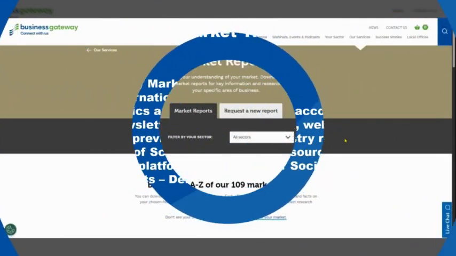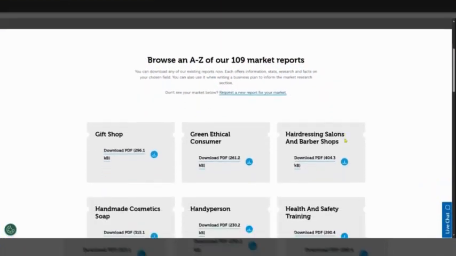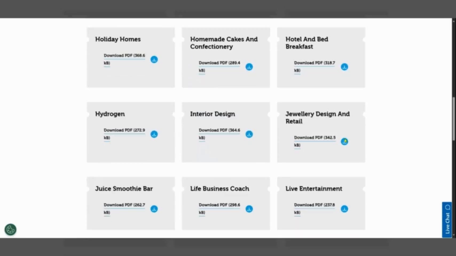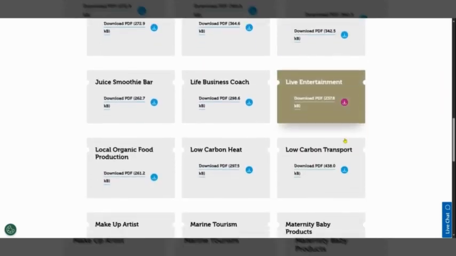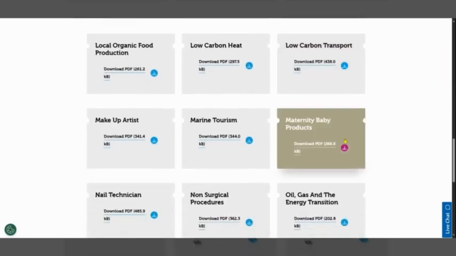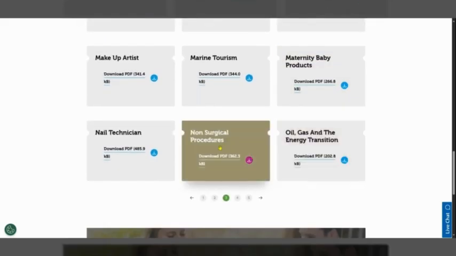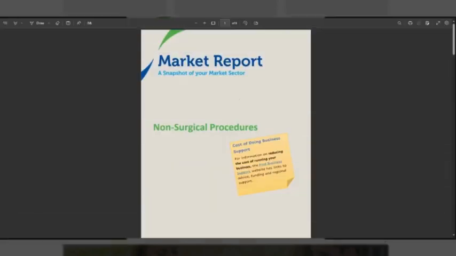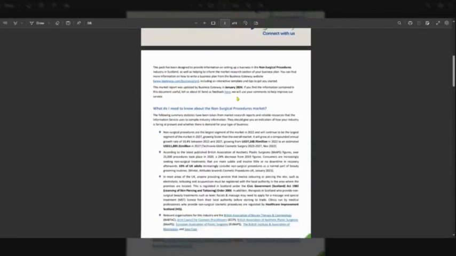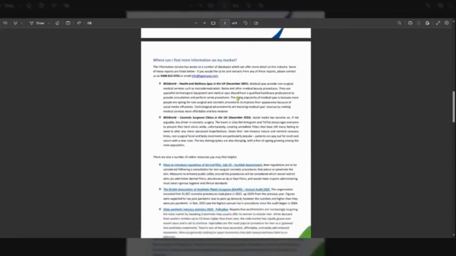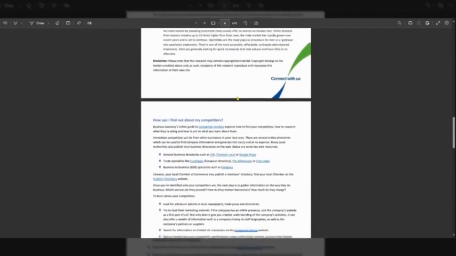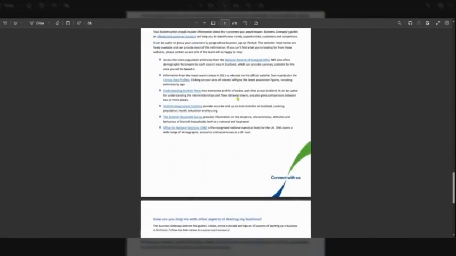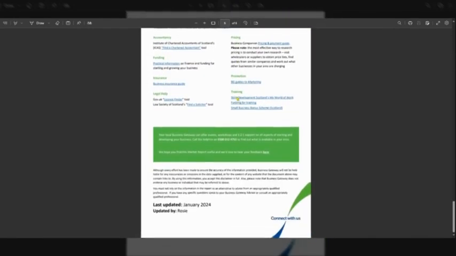Business Gateway Market Reports are a fantastic and free resource for Scottish businesses, offering key insights and research across various sectors. There are over 100 reports covering everything from adventure tourism and beauty therapy to civil engineering and computer software. They provide valuable information on market trends, customer behaviors, and industry stats. Plus, they're completely free to access, and the information provided will help you to complete several sections of the Business Gateway Business Plan template.